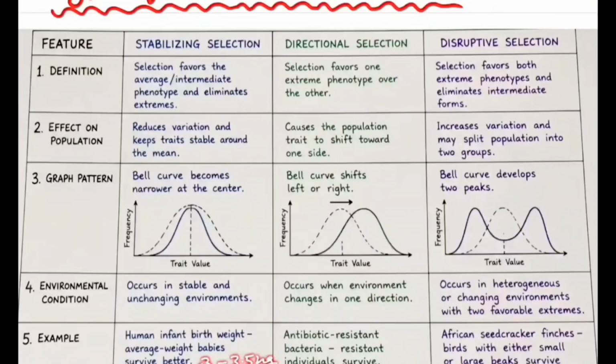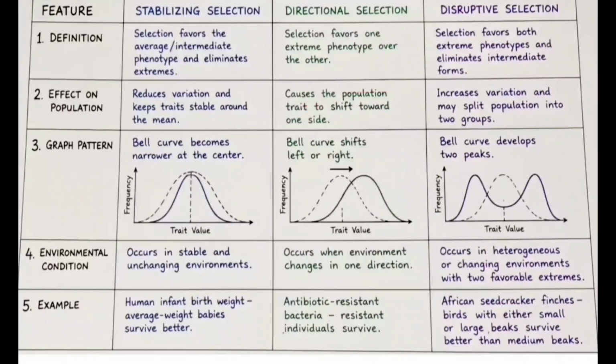Next, directional selection. It favors one extreme phenotype over another. As a result, the population shifts towards one direction. The bell-shaped curve shifts either left or right because one extreme trait becomes more common. Effect on population: causes the population trait to shift towards one side.